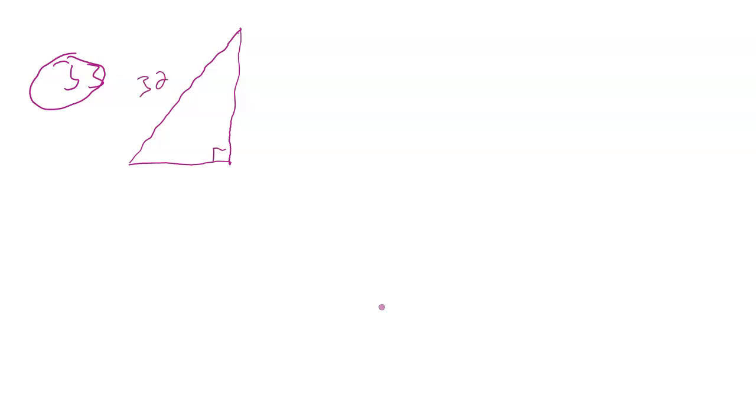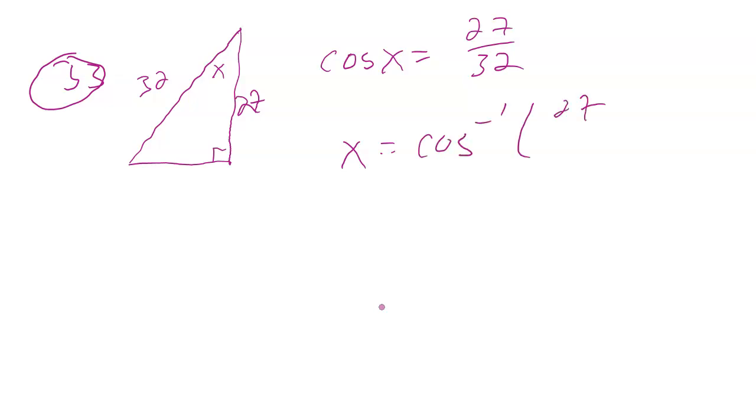We are officially on 33, but I feel like we're going really fast at this point. Right angle, 32, 27. I'm just glad we don't have to find the third side. We have the adjacent side and the hypotenuse. So that's going to be cosine of x is the adjacent side over hypotenuse. And so therefore x is equal to cosine inverse of 27/32. I know I can't make parentheses. On to 35.